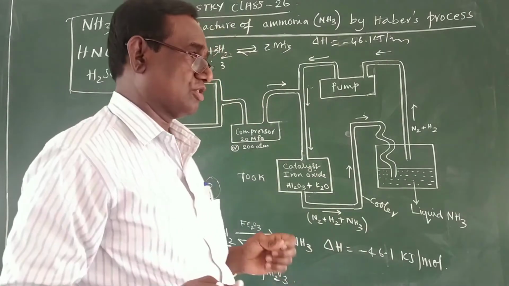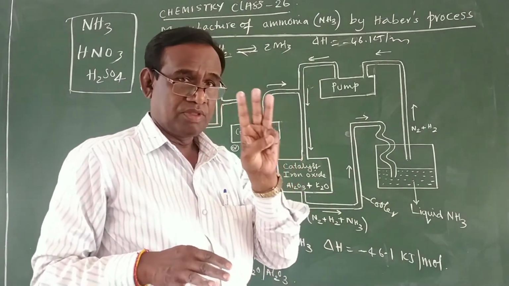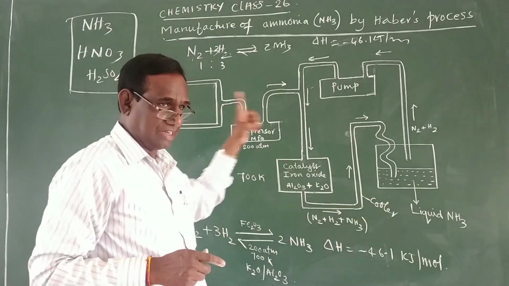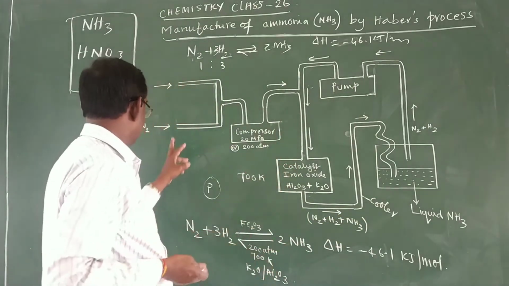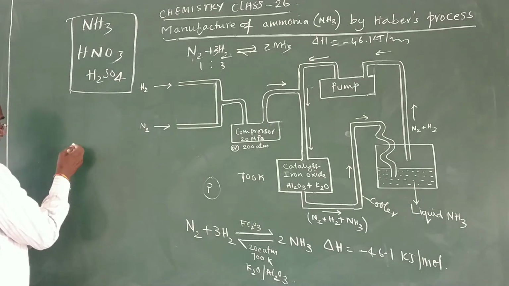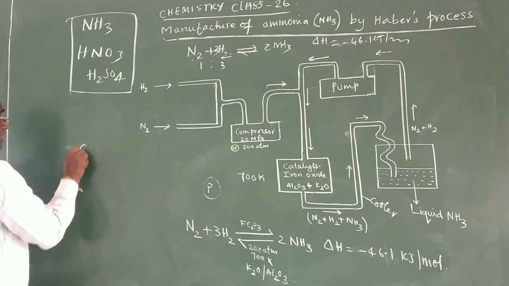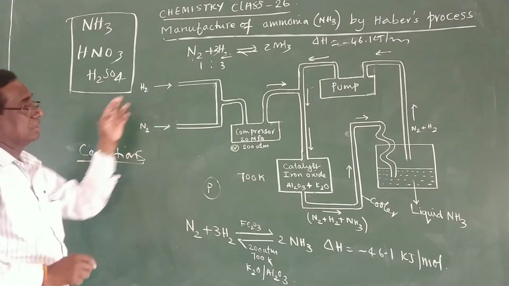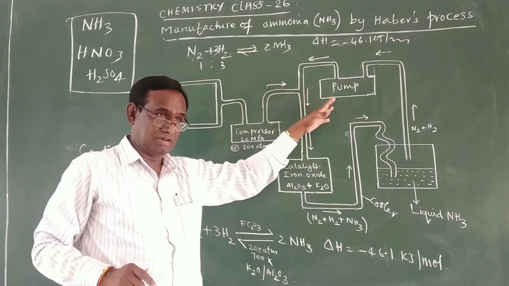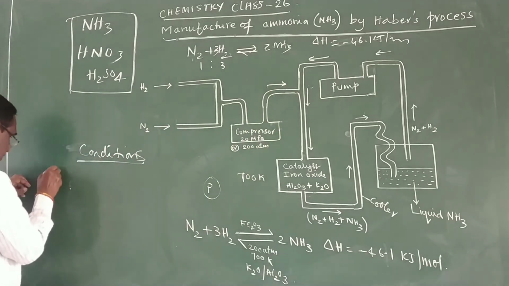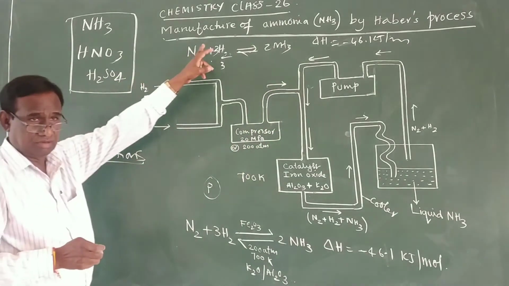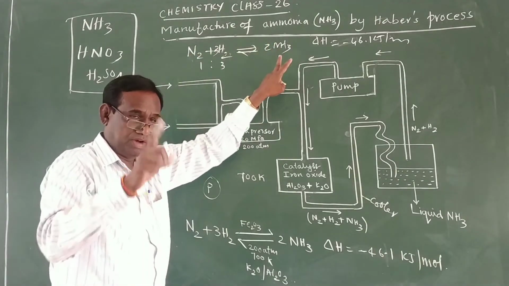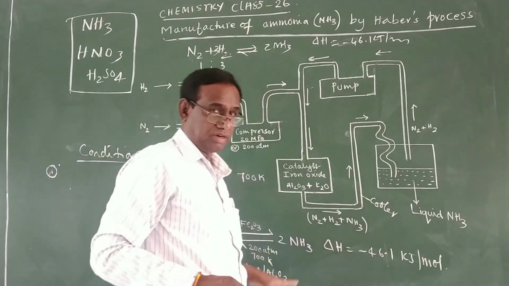In this process, you will be asked only a 3 mark question: 1 mark for the labelled schematic diagram, and 1 mark for the favorable conditions, that is, the optimum conditions for the manufacture of ammonia. The first thing you have to write is the equation, N2 plus 3H2 gives 2NH3, 1 mark. Then the diagram 1 mark, conditions 1 mark.